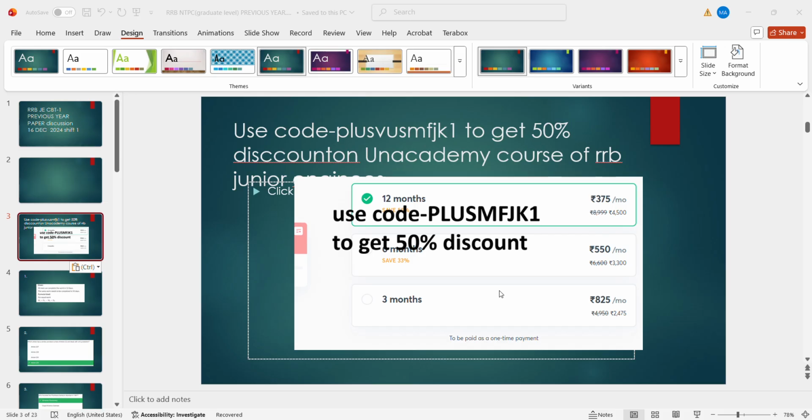Next question, number 28. Which of the following committees suggested that the duty to pay tax should be a fundamental duty of a citizen? Answer is Swaran Singh Committee.